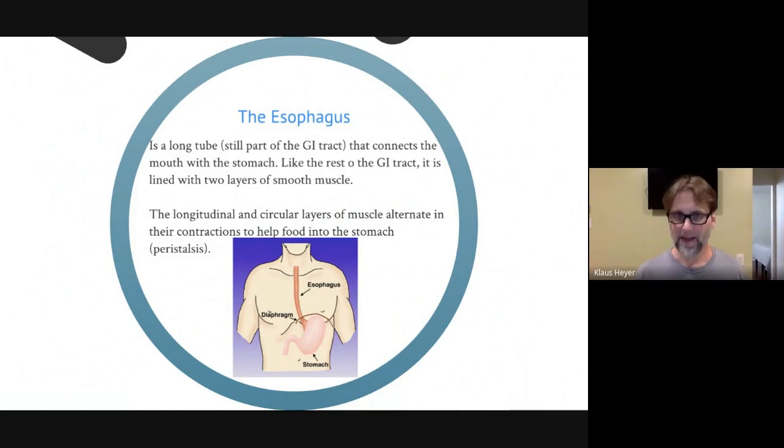So we call that peristalsis. So that's that last word right here. So peristalsis is the alternating of contractions. It's like the wave-like movement that your gastrointestinal tract makes to help push the food along. So the food is gonna go through the esophagus into the stomach.